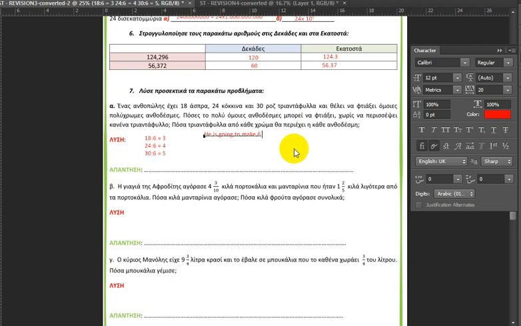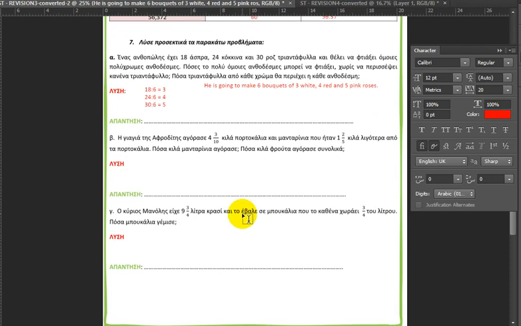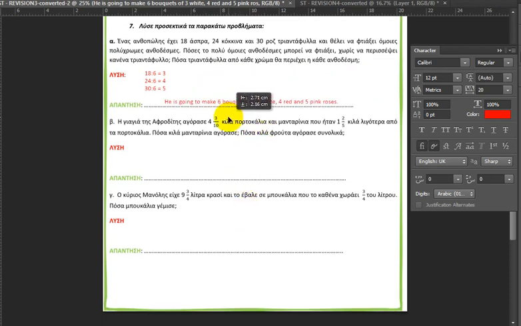So that's B-O-U-Q-U-E-T. Okay. 6 bouquets of 3 white, 4 red, and 5 pink roses. Like our results here, 3, 4, 5. See? 3, 4, 5. 6 bouquets like that. That's our answer.